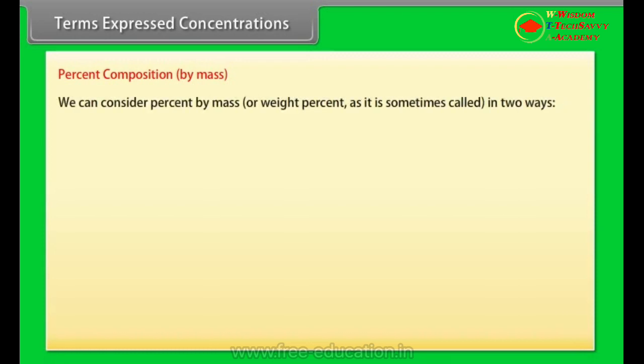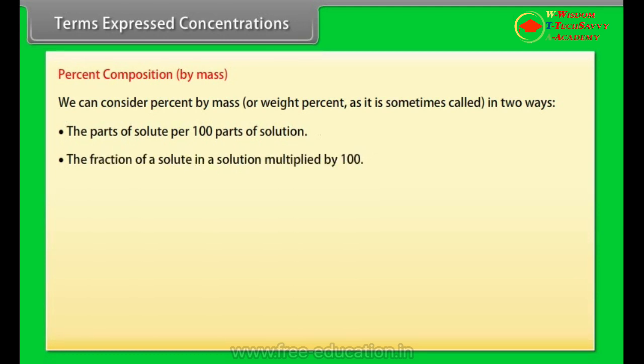Percent composition by mass. We can consider percent by mass or weight percent as it is sometimes called in 2 ways. The parts of solute per 100 parts of solution. The fraction of a solute in a solution multiplied by 100. Percentage by mass is equal to mass of solute upon mass of solution into 100.